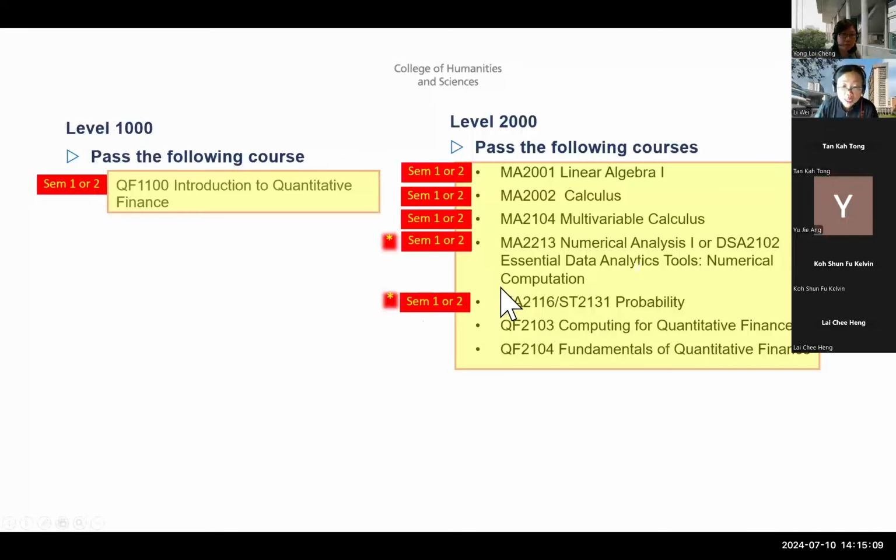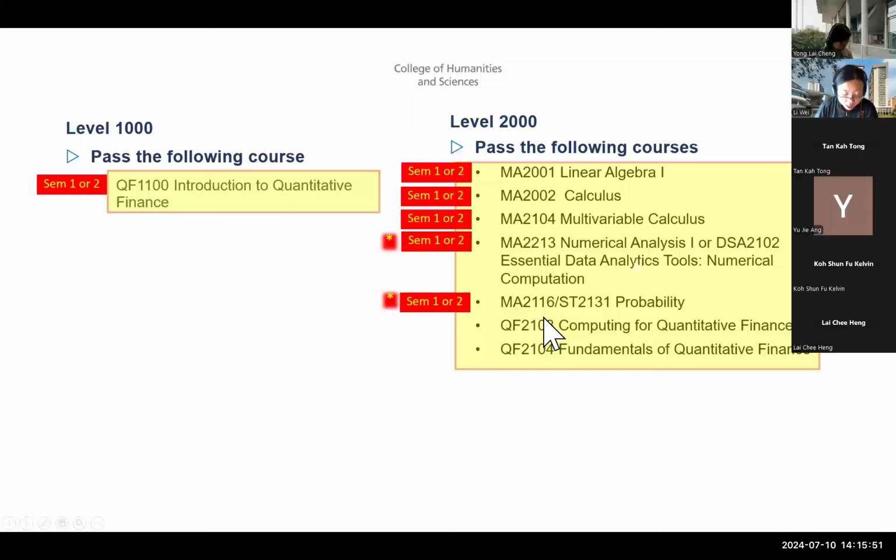Let's go to here. I want to explain why we have the slash here. The slash means the two courses, MA2116 and ST2131, are cross-listed. That is, they share the same contents, just that the code is different. This is an arrangement between the Math department and the Stats department. The courses are offered by the two departments alternately: in one semester we have MA2116, and in the other semester we have ST2131.